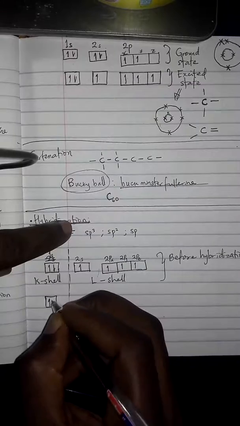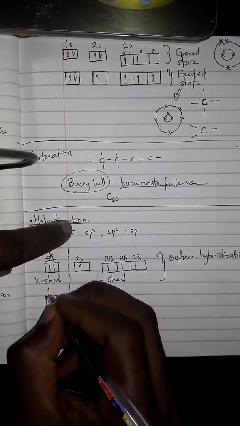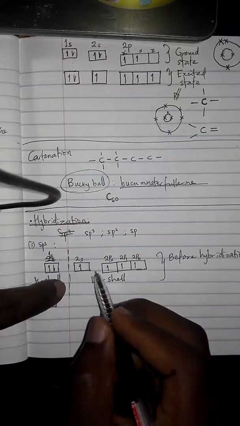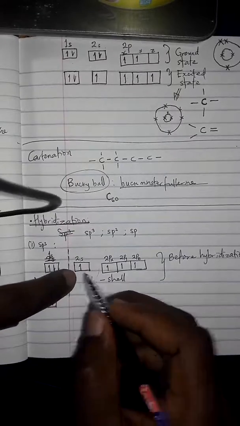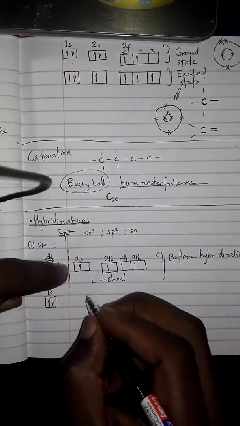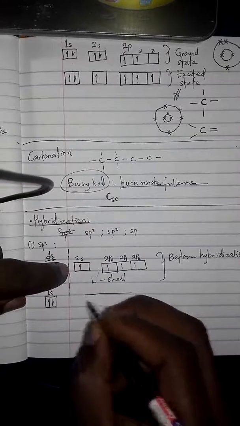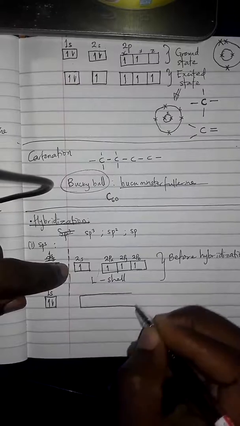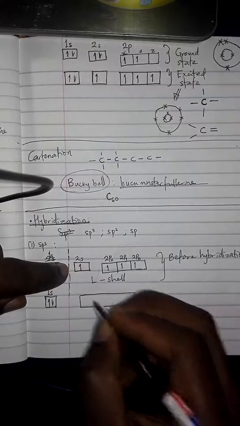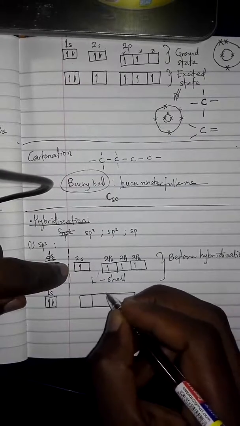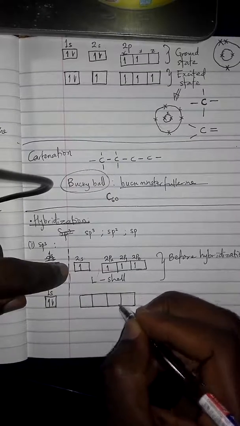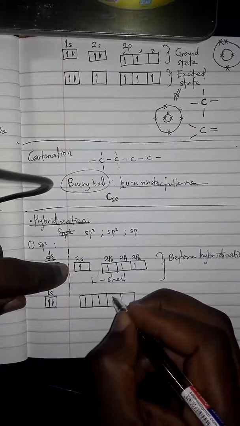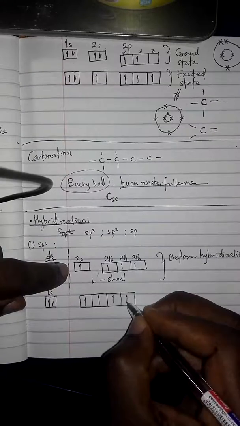When hybridization happens, we're going to have something like this. Instead of this now being alone, it now blends with these three. So you're going to have a hybrid orbital containing now 4 suborbitals. So you have something like this, and everything is now together.